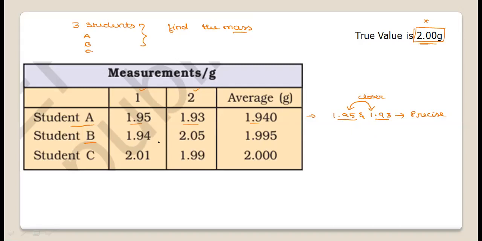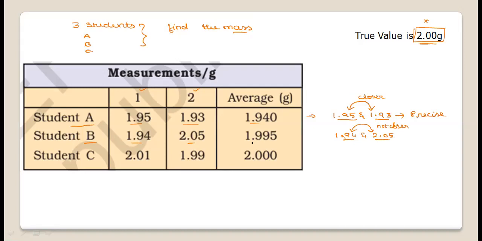Now, if we take student B, he will get in the first trial 1.94 and in the second trial 2.05. If you observe 1.95, 1.93, which are very close, because after the decimal the first digit is the same, 9, and in the second digit the uncertainty is 5 and 3. The difference is 0.02. Hence the values are closer. Here, 1.94 and 2.05 have more difference. Hence the values are not closer.